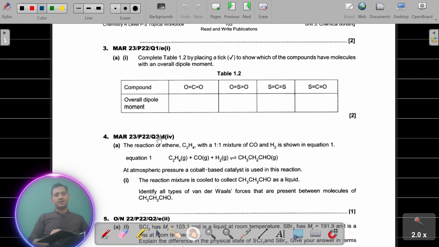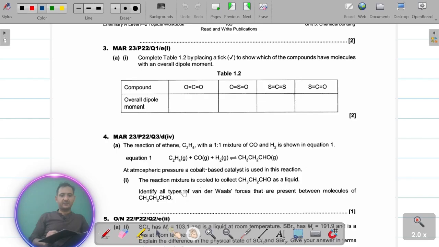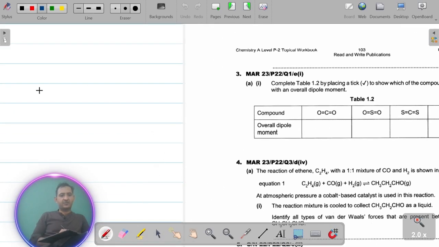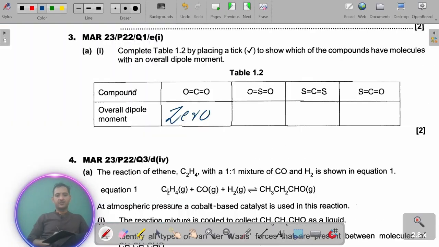The compound has an overall dipole moment of zero. Why is it zero? Because the bond dipoles cancel out the effect of each other. We know this is a linear molecule: oxygen double bonded with carbon, and carbon double bonded with oxygen. It is partial negative and partial positive. The bond dipole moves from positive to negative, and the other is also from positive to negative direction. It is a vector quantity, so they cancel out. So the overall dipole moment is zero.